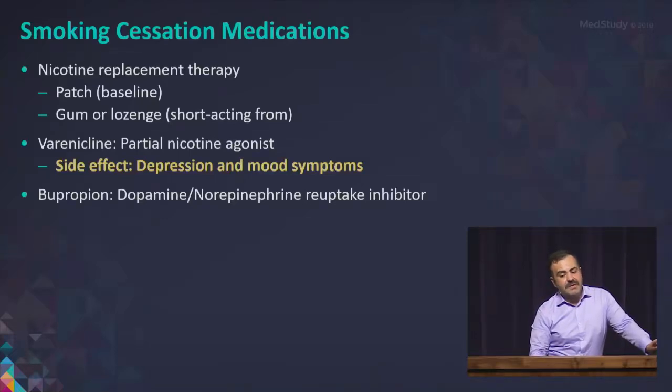In terms of medication, you can use nicotine replacement therapy, patches, or gum, or a combination of both. Varenicline is another medication used very often. It's a partial nicotine agonist. The common side effect to keep in mind for the purpose of this test is depression and mood symptoms. Bupropion is also a medication that's used a lot for treating tobacco use disorder, and a combination approach of using all of these together rather than just one at a time would probably be the most effective.